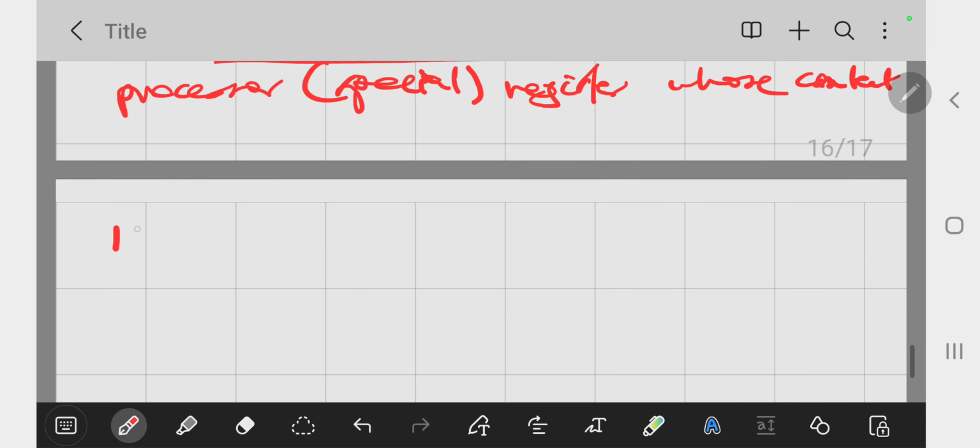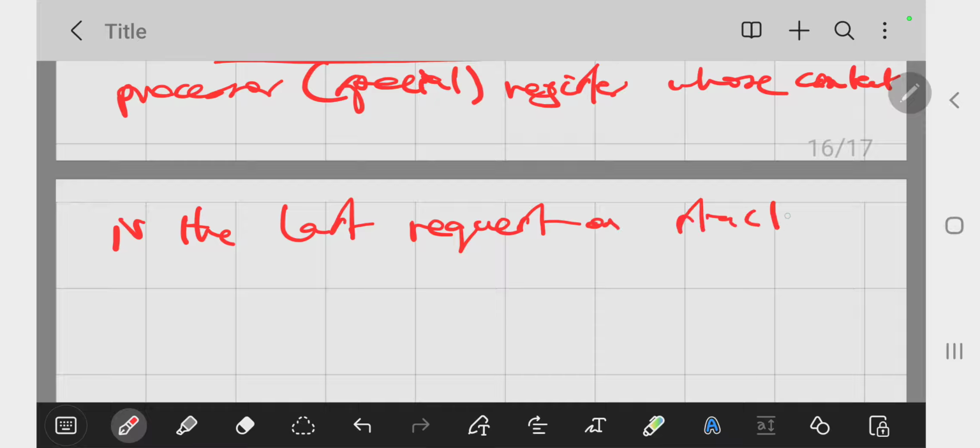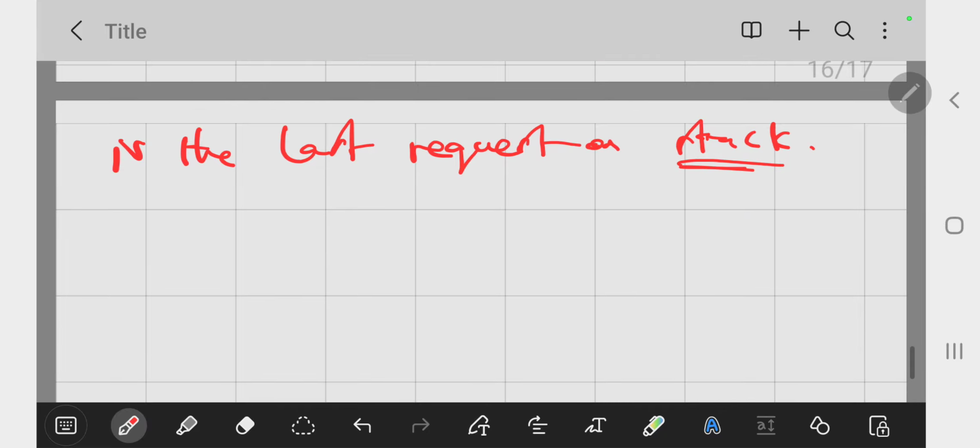Whose content is the last request. The last request on stack. But then remember, we cannot understand the stack pointer without even knowing what stack is. So now we need to know what is stack.